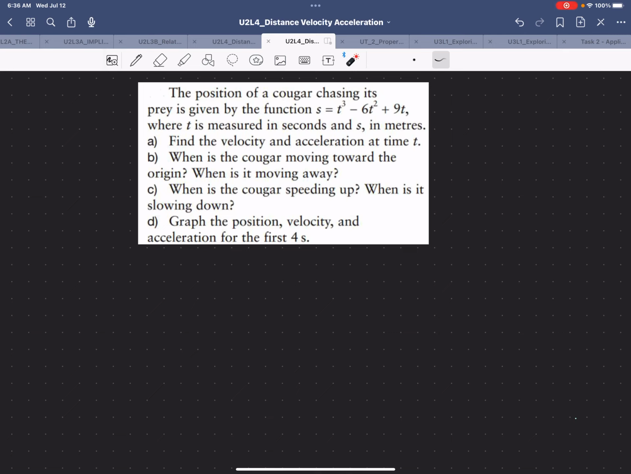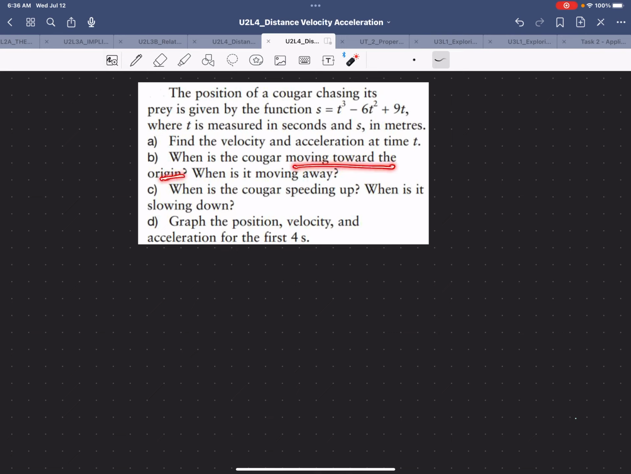Let's read the question first. The position of a cougar chasing its prey is given by this position function. It's a polynomial. Time is measured in seconds, and s, or the position, is measured in meters. We need to find the velocity, so the first derivative of position, and acceleration, that's the second derivative of position, at any time t. And then we have to discuss when the cougar is moving towards the origin.